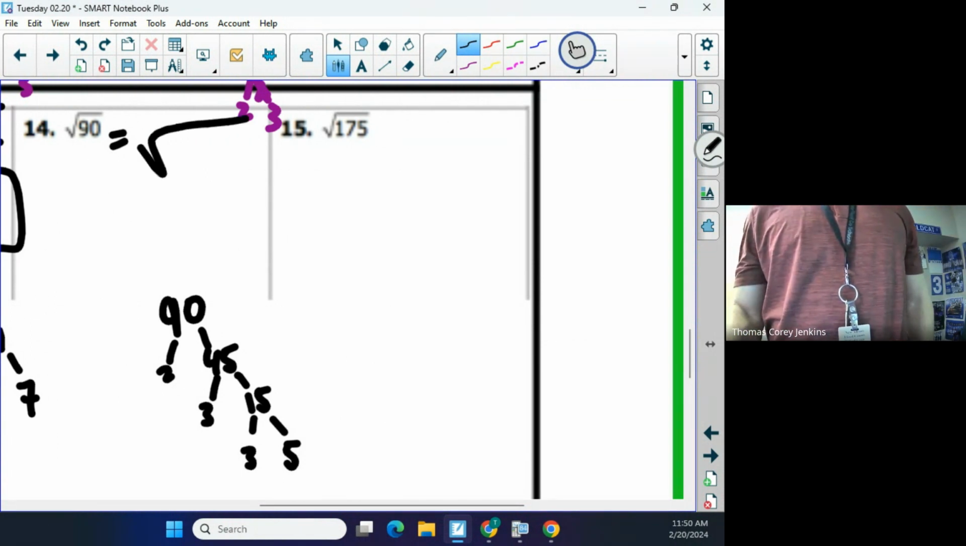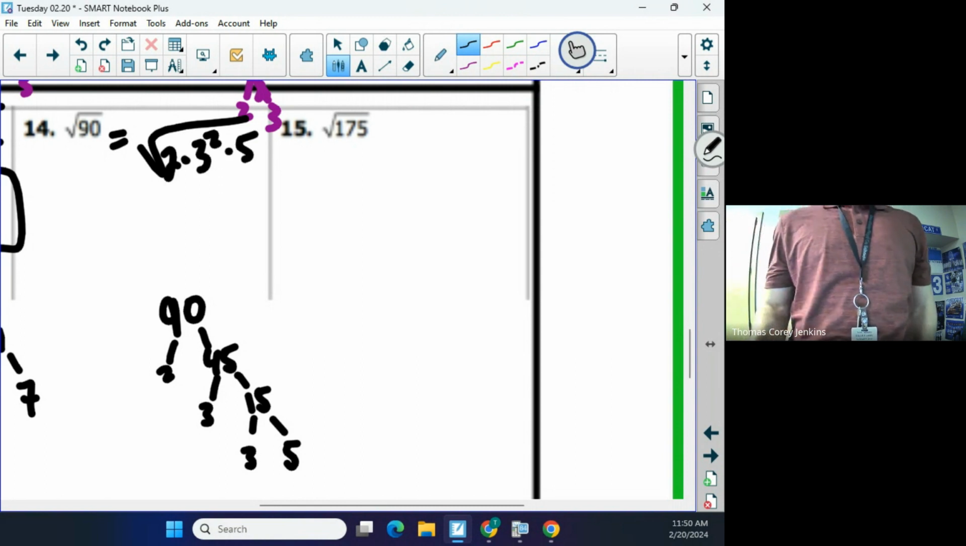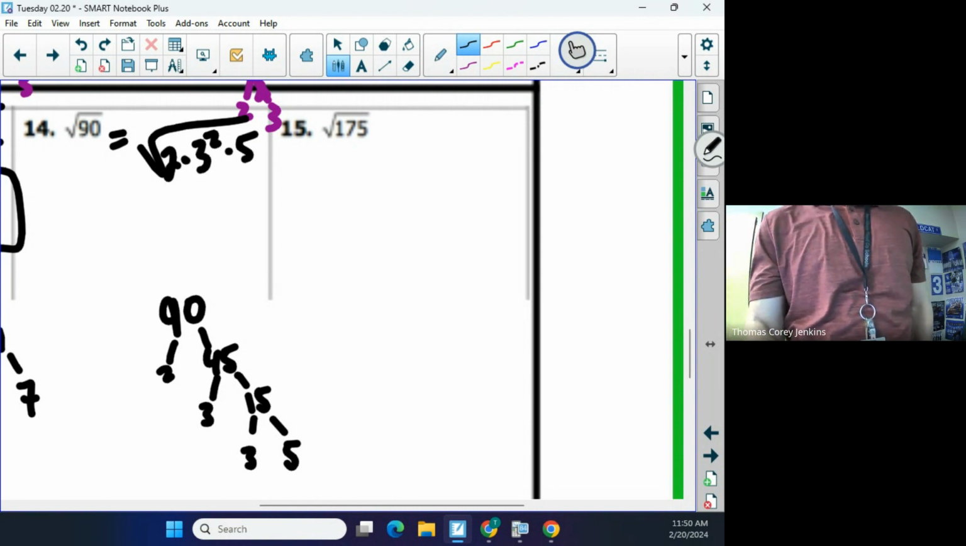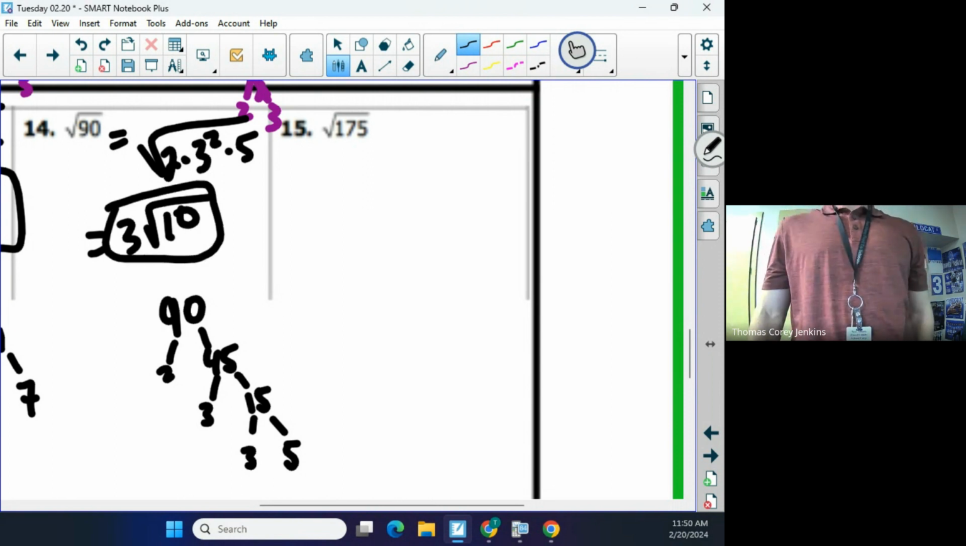So the square root of all that, 2 times 3 squared times 5. What comes out of the radical? The 3 squared, or the 3, I guess. So 3 times the square root of 2 times 5, which is 10. 3 radical 10.